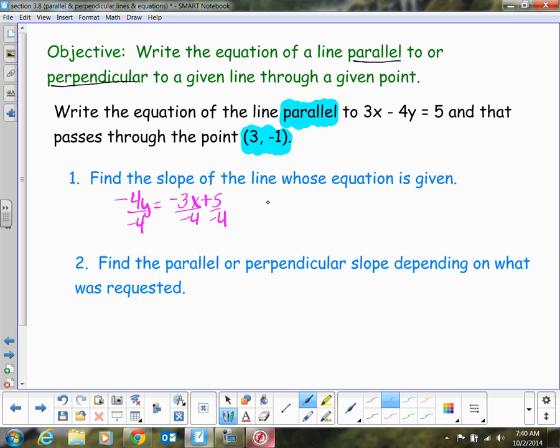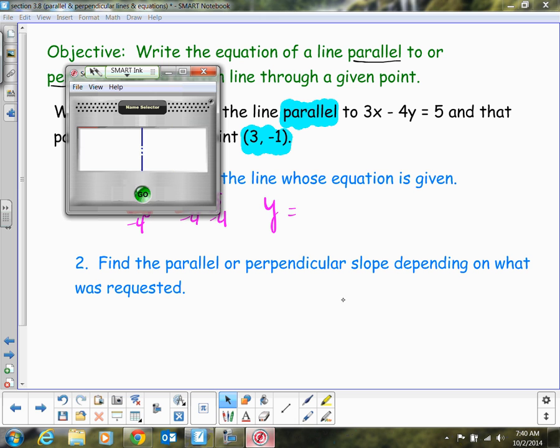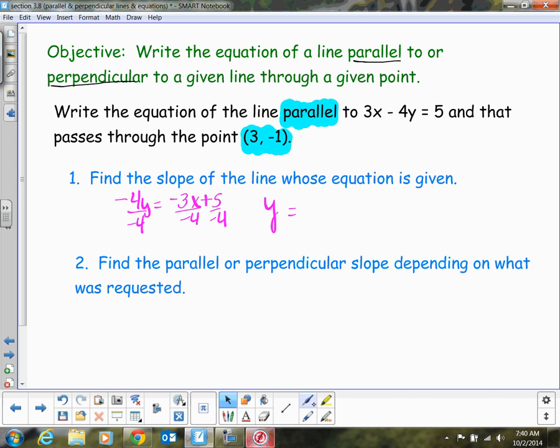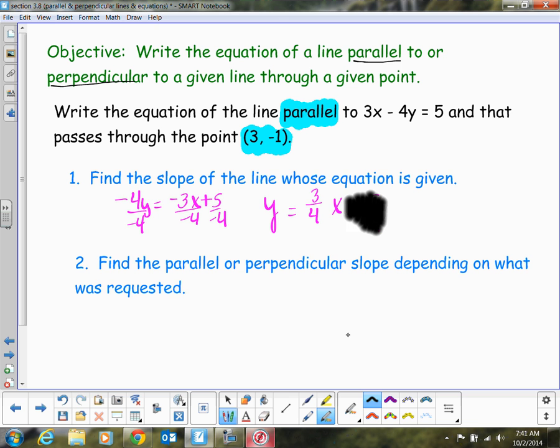Negative 4. So y is equal to, what's a negative divided by a negative? Leslie? So that's going to be 3/4 x minus 5/4. Now, once you get this equation, I want you to take a dark pen or something. I want you to totally eliminate from your sight that y-intercept. It is not usable. Okay? It's gone. Don't think about it.